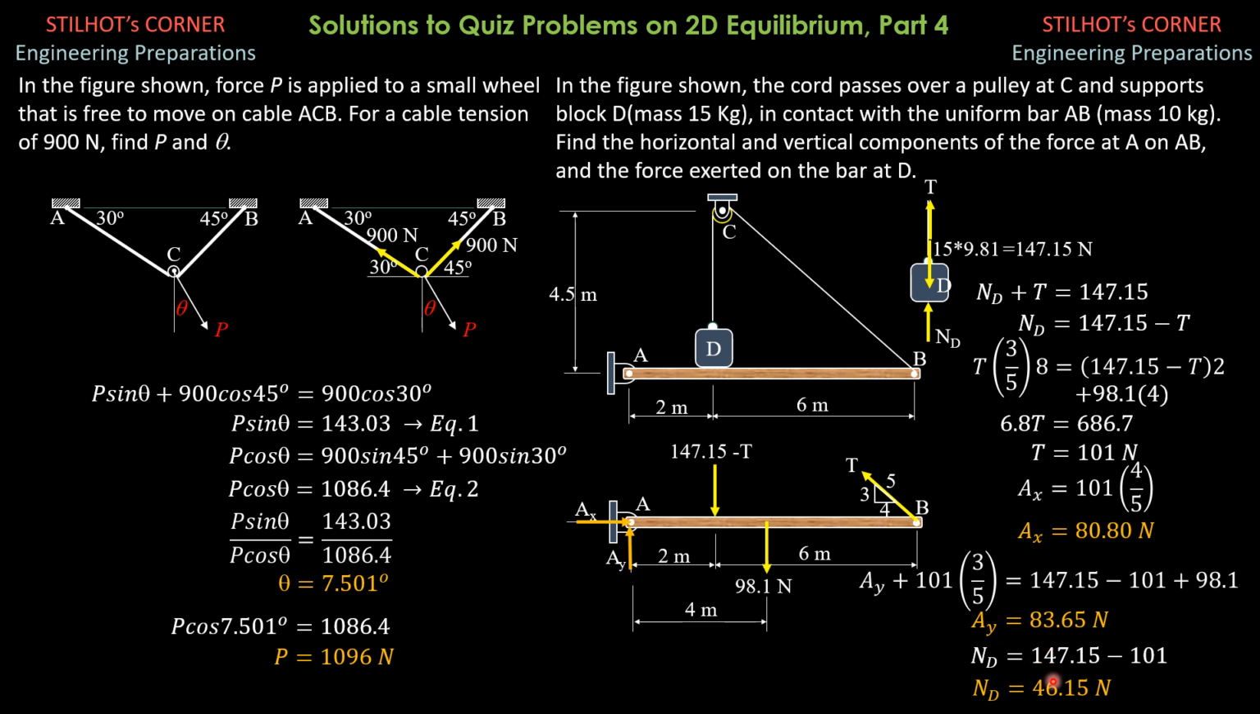And finally, to solve for ND, it is already given by this expression, 147.15 minus T. So 147.15 minus 101, we get ND equals 46.15.